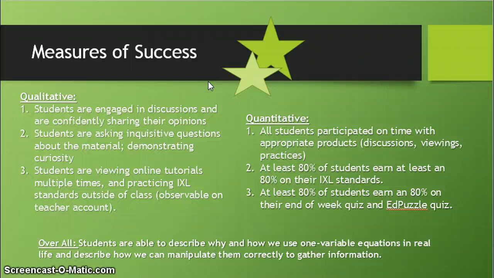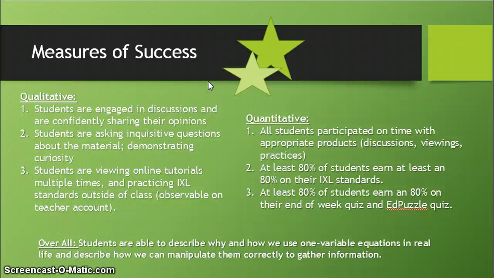The quantitative goals I have are that all students participate on time with the appropriate products. So they're posting their discussions on time, they're viewing their practices when they're supposed to, and they're completing their assignments. At least 80% of my students earn an 80% on their IXL standards. So hopefully all of them, but at least 80%. Same goes for the quiz. At least 80% of my students have an 80% or higher on the quiz. Overall, for this week, I'd like to be able to see students describe how and why we use one-variable equations in the real world, and how we can manipulate them to gather information.